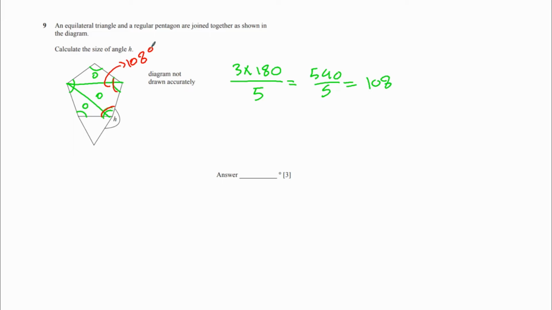Now, then we have an equilateral triangle. Equilateral triangle means that each angle is 60. So that is the equilateral triangle. To find out this h, the whole angle around a point is 360. That's a whole circle, 360. So h would be equal to 360 minus 108 minus 60, which is 360 minus 168, and that would be 192. So the final answer in here is 192. So h on the outside has to be 192 to make 360, including the 60 in the triangle and 108 in the regular pentagon.